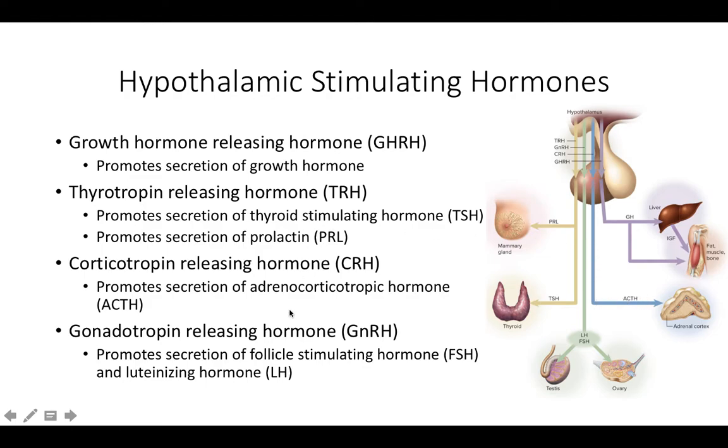And then finally, gonadotropin releasing hormone, or GnRH, which we have here in green, is going to come from the hypothalamus. It's another releasing hormone, so it's going to stimulate the anterior lobe of the pituitary gland to secrete our gonadotropins, which are FSH and LH. So those are going to target the gonads.